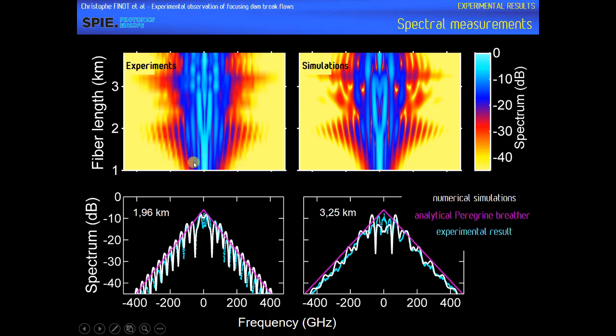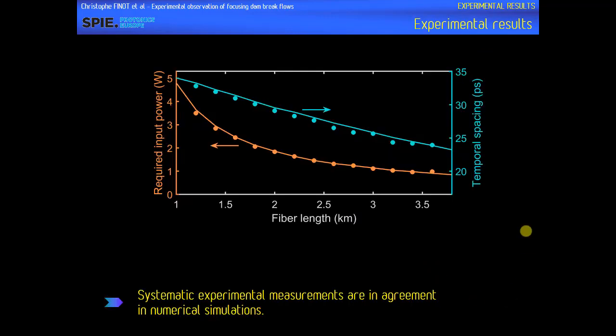This is in line with the numerical simulations, and the shape is triangular, so wings that are linearly decreasing when the results are plotted on a logarithmic scale. This is typical of the analytical Peregrine breather. At the point of maximum of collisions, the structure is more complex, but we can see that we have all the trends that we are expecting. We have made all kinds of measurements, and all the measurements that we made were very close to the prediction of the nonlinear Schrödinger equation.